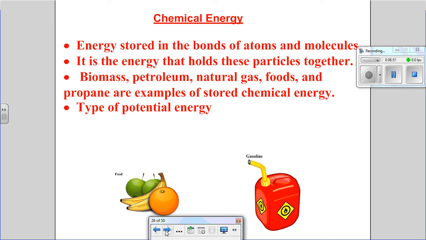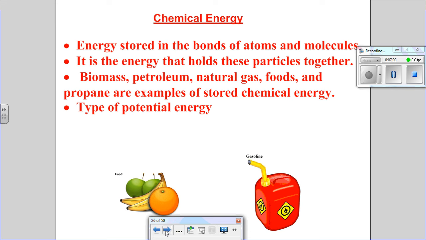The chemical energy is the energy that holds these particles together. So the bonds that hold the molecules together, or hold the atoms together in a molecule, is what we would call chemical energy.